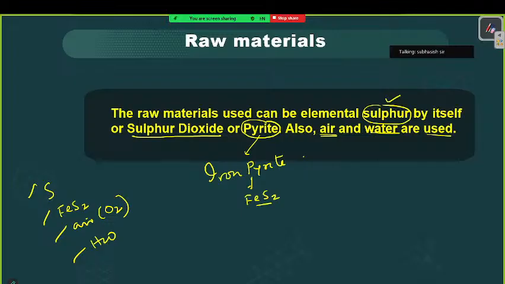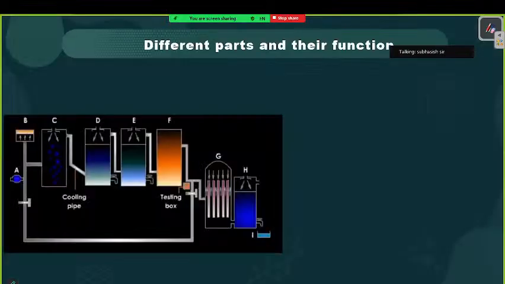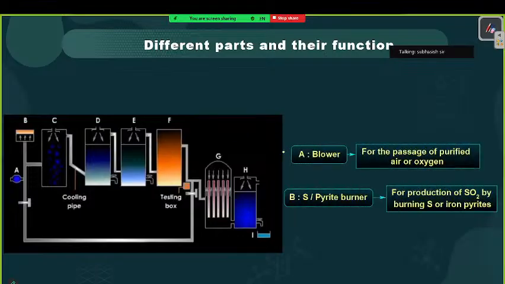Now the next one is the different parts and their functions. Here you see a pictorial flowchart diagram of the preparation of sulfuric acid. Starting from the very left, what are the different parts and the different functions of those parts? Initially you see the first part, that is A. This one is the first important part. What is A? A is the blower.